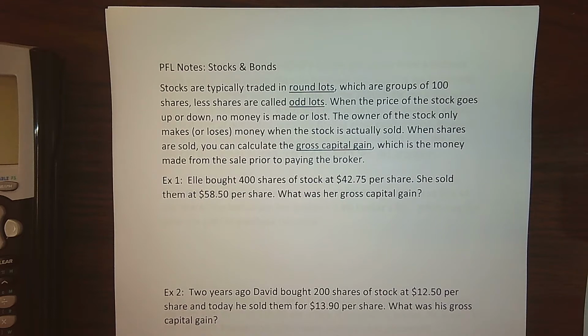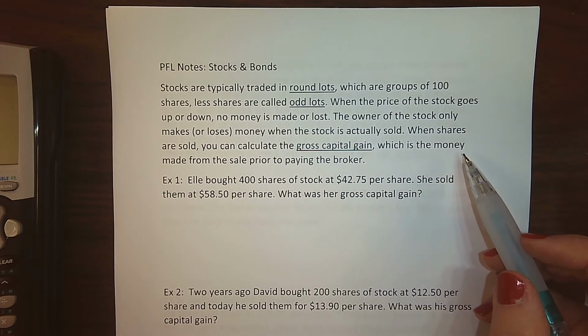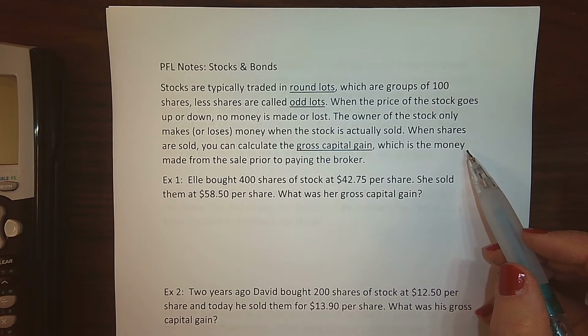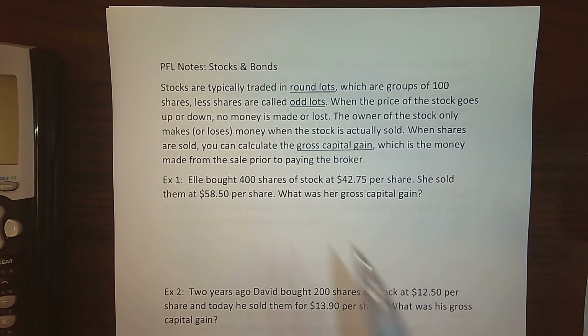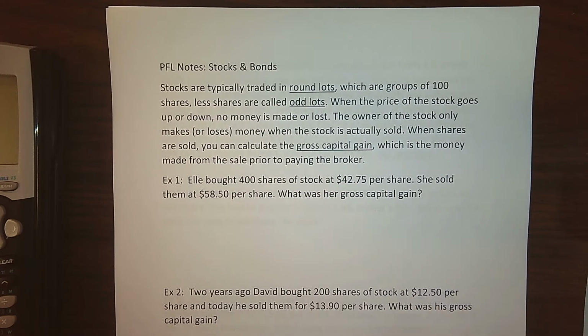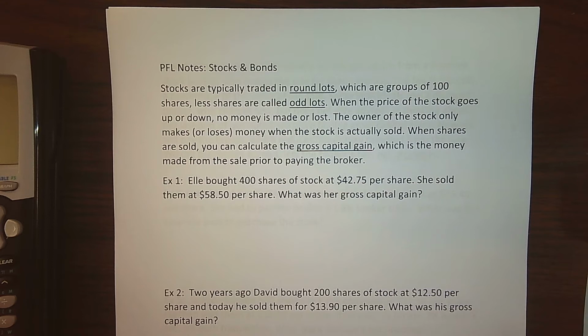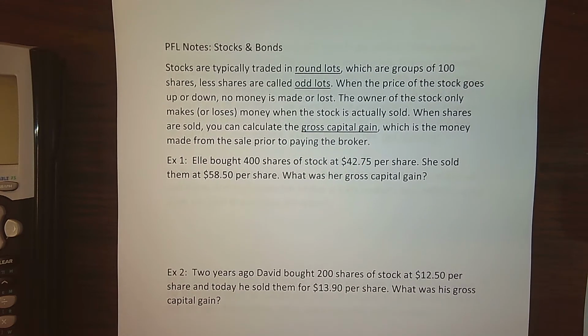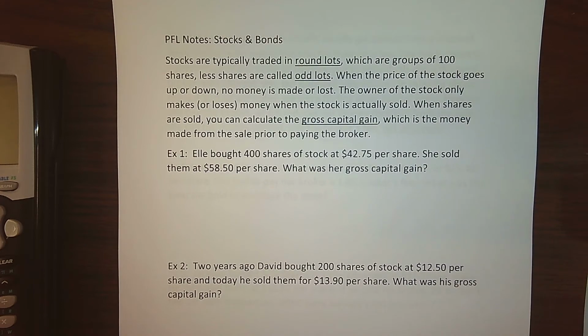When the shares are actually sold, that's when we can calculate the gross capital gain. And the gross capital gain, rather, is the money that's made from the sale prior to paying the stockbroker for making the trade for you. All right, so let's take a look at a few examples of calculating gross capital gain.